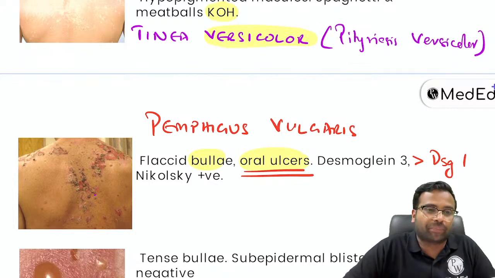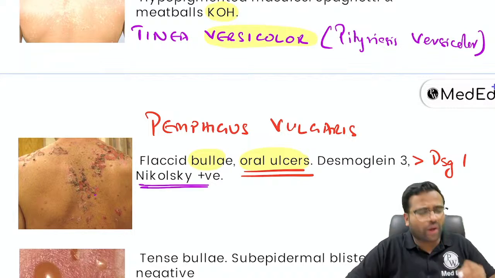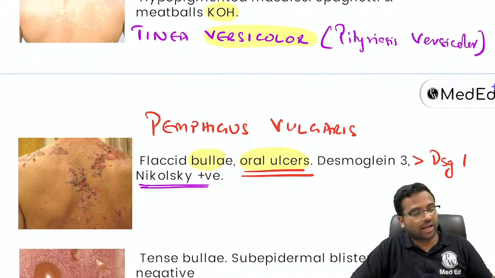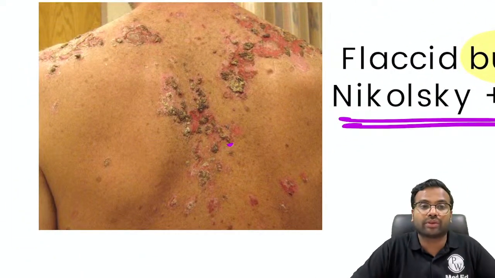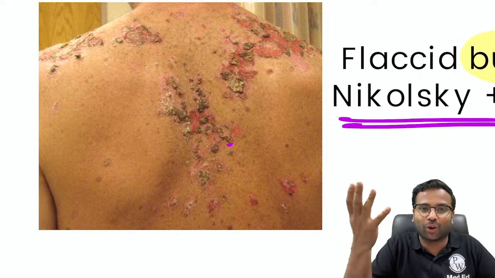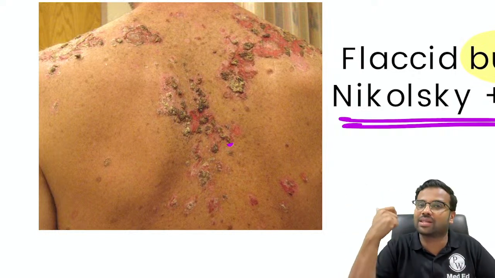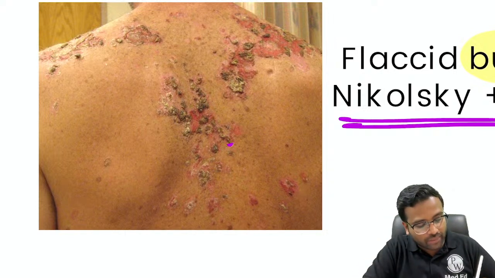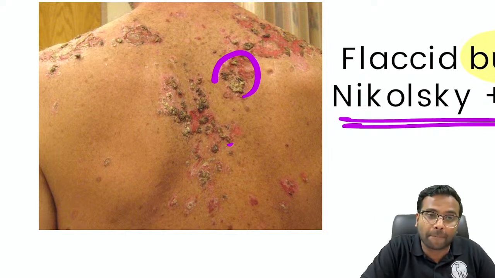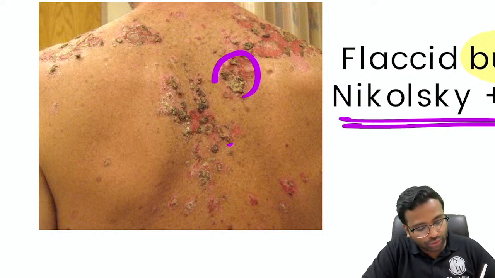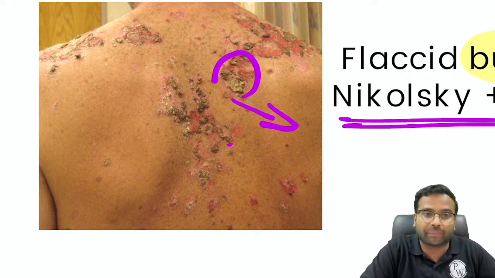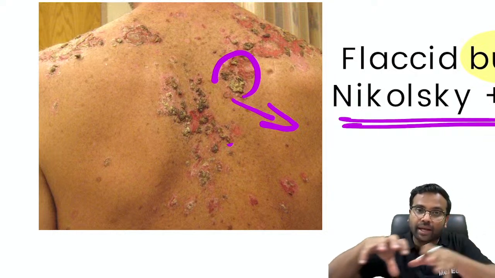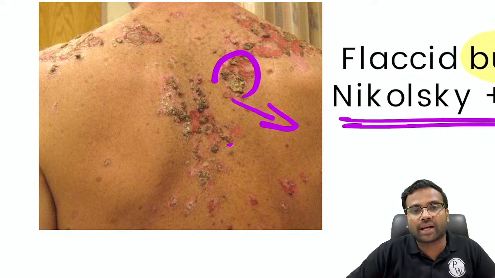Now, what is this sign which is called Nikolsky sign? Why did I give you a clue that Nikolsky is positive? Nikolsky sign means, I'll just zoom this image for you because we have discussed multiple signs today already. We discussed Auspitz, we discussed Koebner phenomenon. Now we are going to discuss Nikolsky sign. Imagine that the patient is having a bulla here. It's a flaccid bulla. And if I apply a tangential pressure over the skin, what happens? Since it's a flaccid bulla, the skin may get peeled off, isn't it? This is called Nikolsky sign.